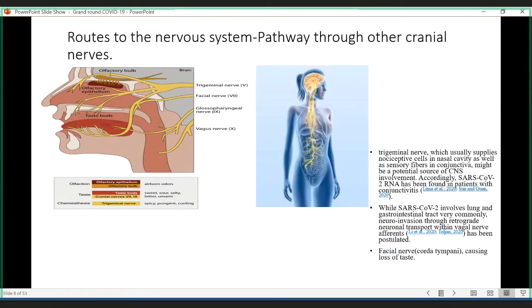Not just the olfactory nerve could be the route to the CNS, but other cranial nerves could also be a potential route, including the facial nerve, the trigeminal nerve, and the vagus nerve. This could explain some of the symptoms with COVID-19, including loss of taste with involvement of the chorda tympani of the facial nerve, GI symptoms with the vagus nerve, or even respiratory failure, as we already showed. The medulla oblongata could be a target for the virus, where the respiratory center is present.